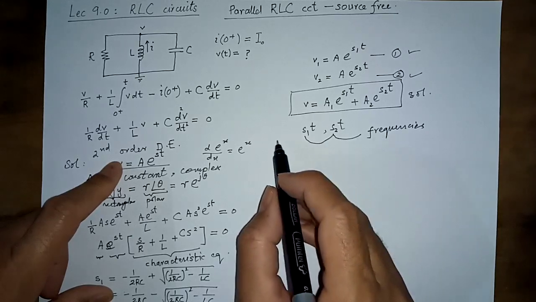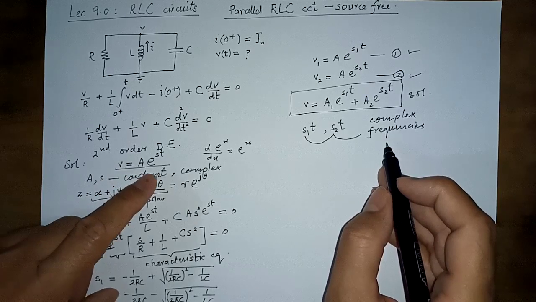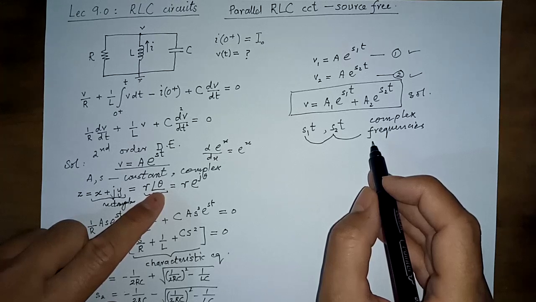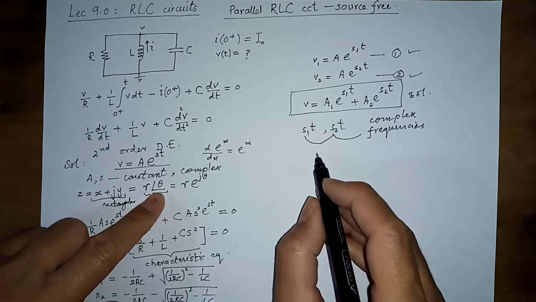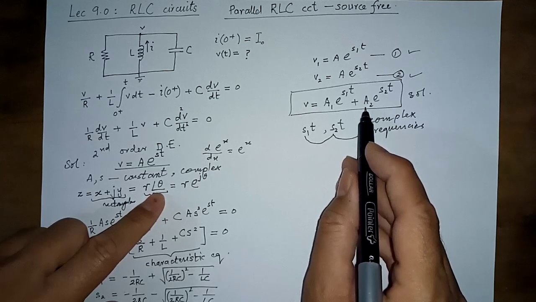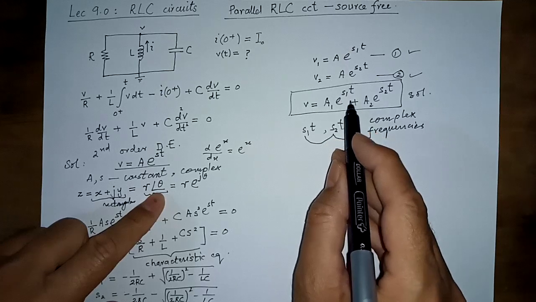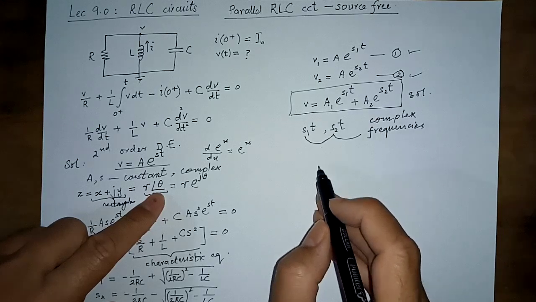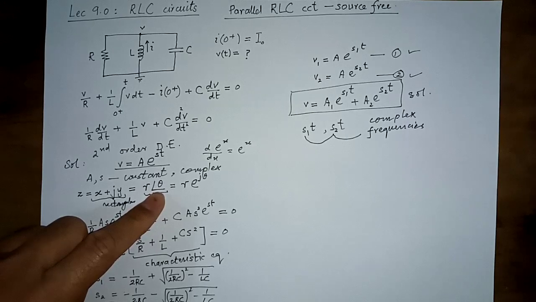We are going to call them frequencies, and we call them complex frequencies because sometimes they are real values, but sometimes they are complex quantities. And similarly, A1 and A2 are going to have dimensions of this type because this term is a dimensionless term. So A1 must have the same dimension as V. A2 must have the same dimension as V. This is very important to note.